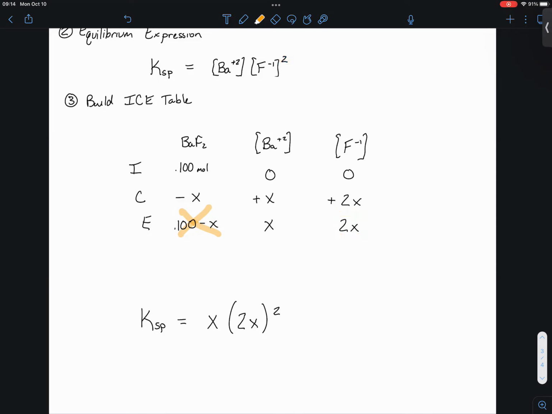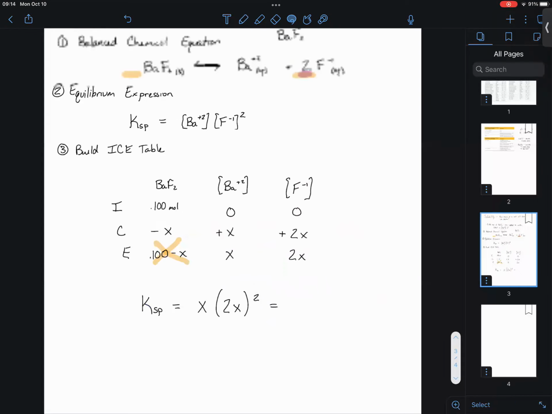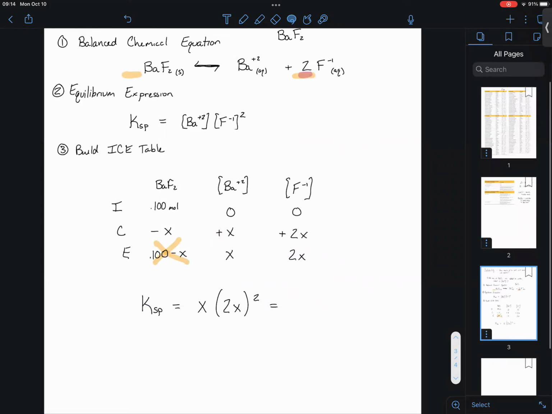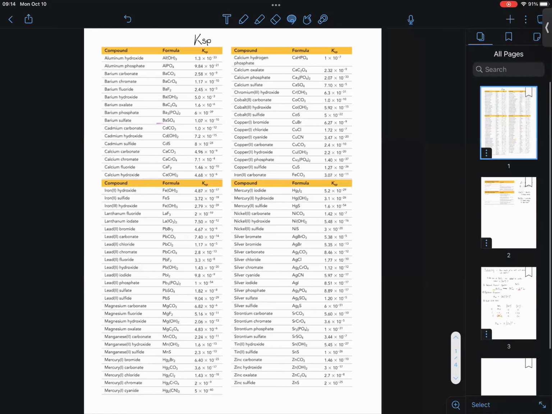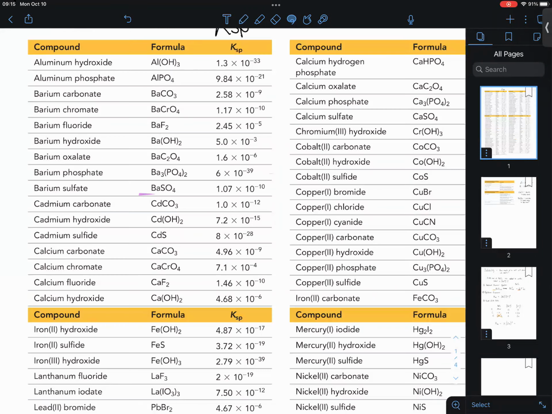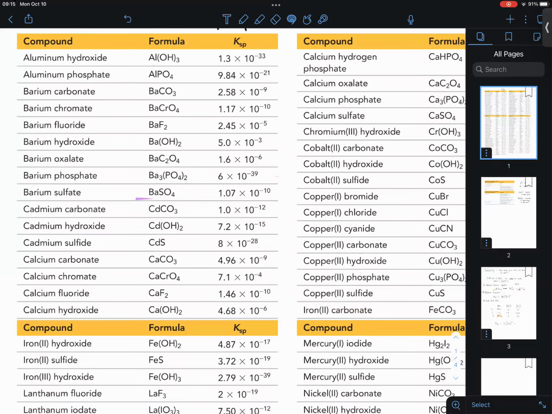And then how am I going to go about finishing this off? In order to do this, I just need that Ksp value. Where can I find that? From my constants page. All right, so we just have to use our constants page in order to look up the Ksp for the compound that we're talking about, which is in this case, this barium fluoride. So 2.45 times 10 to the negative 5.